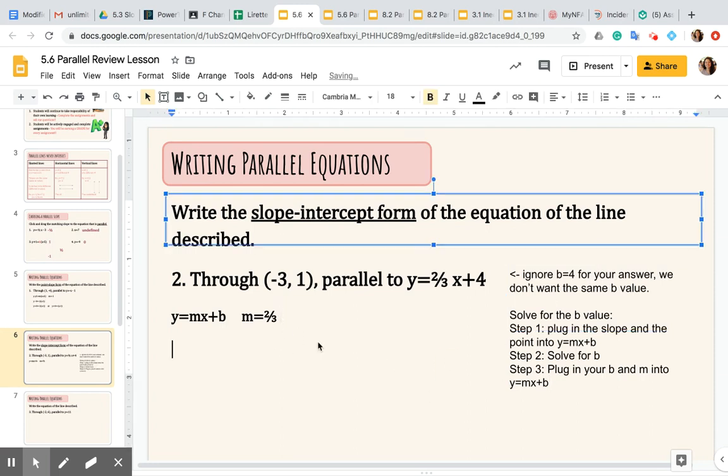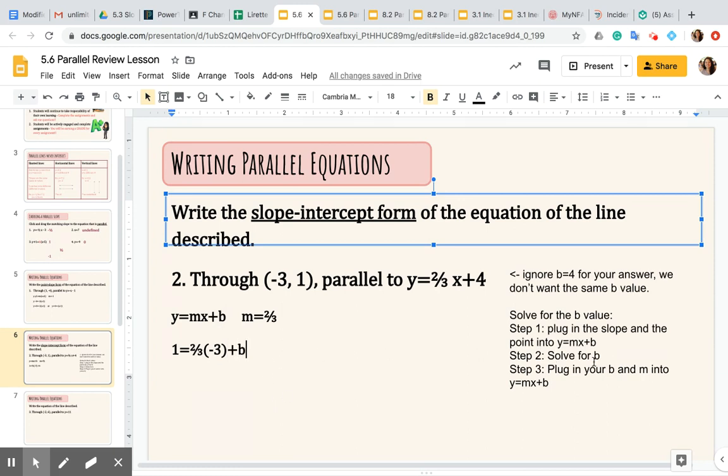So step 1, I'm going to plug in the slope of 2/3 and the point, -3, 1, into this equation. Instead of y equals, I'm going to write 1 equals, because that's my y value. Instead of m times x, I'm going to do 2/3 times, so I'll do parentheses, I think that's going to be the easiest way to type that out, times the x value from this point, which is -3. And then the plus b is a variable in my equation.